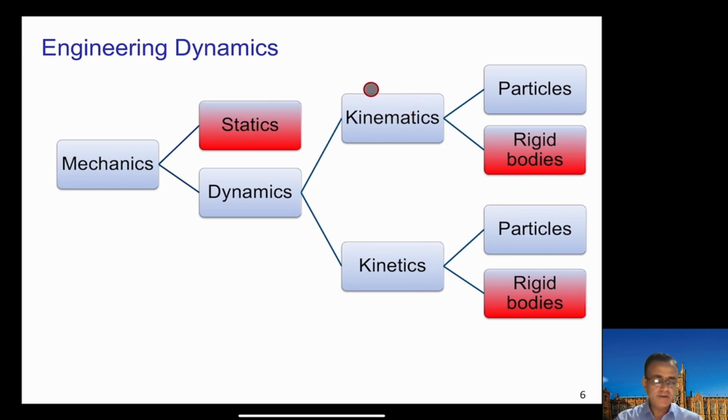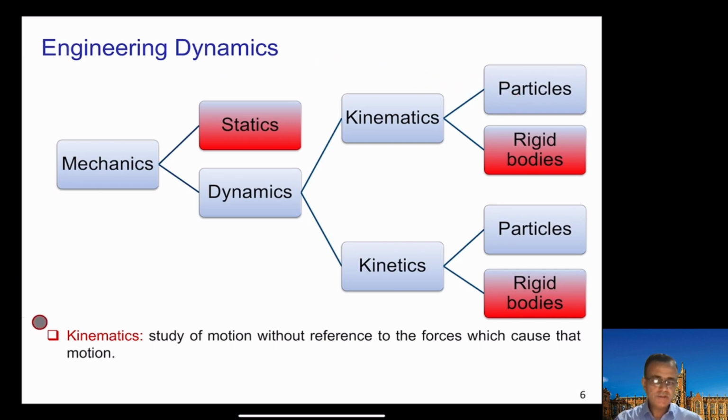And then kinematics can be split into two branches. One is what we call kinematics of particles, and another is kinematics of rigid bodies. So in first year, you will discuss only kinematics of particles. And then in the second year dynamics, you will discuss the kinematics of rigid bodies. Similarly, we will discuss kinetics, but we will just concentrate on the kinetics of particles. In second year, obviously, you will discuss the kinetics of rigid bodies.